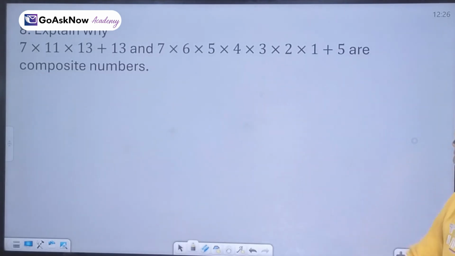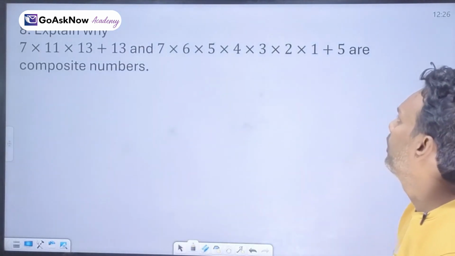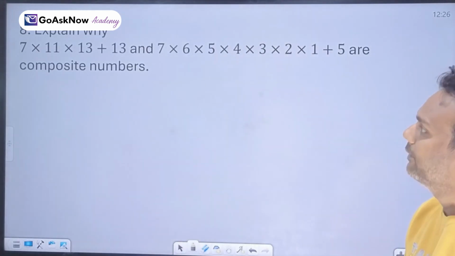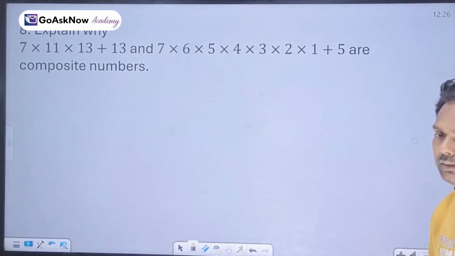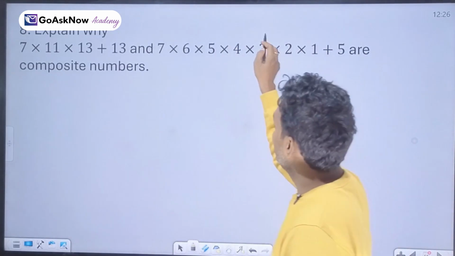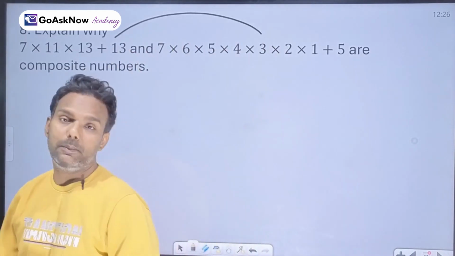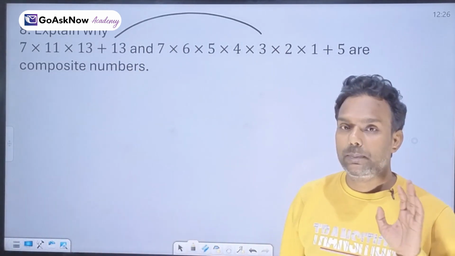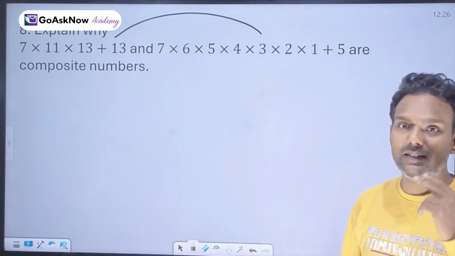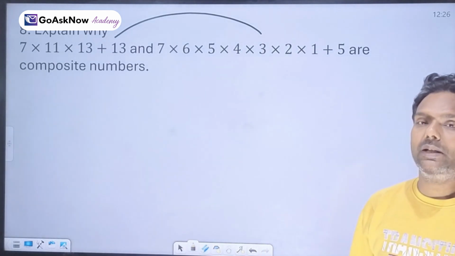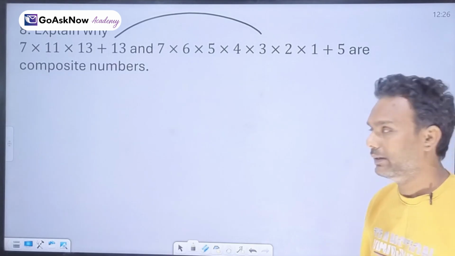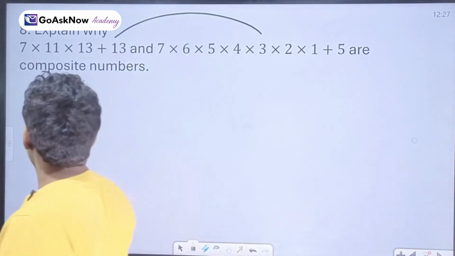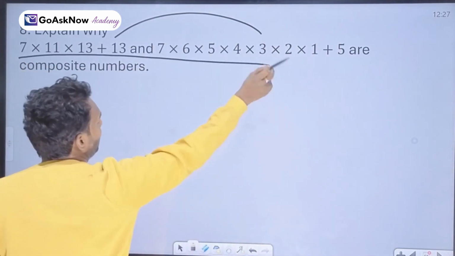Explain why 7 into 11 into 13 plus 13 and 7 into 6 into 5 into 4 into 3 into 2 into 1 plus 5 are composite numbers. Now you have to explain why both are composite. What are composite numbers? What are prime numbers? I have already taught you. Prime numbers have exactly 2 factors, and composite numbers have more than 2 factors. So now we will see how many factors there are.